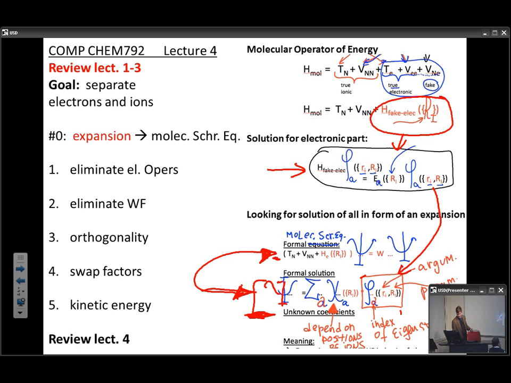Therefore, here are some steps. We are going to eliminate electronic operators, then we eliminate the electronic wave function, and then there are some other technical steps where we use the property of orthogonality of the electronic wave function. We will not finish everything today, but we will understand after a few mathematical derivations that the key feature of the connection between electrons and ions is the kinetic energy of ions.